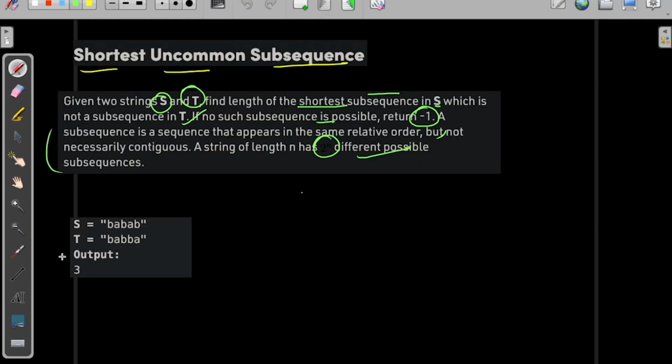Now, in this problem, we are told that the length is 3. So if we consider the subsequence AAB, it is not present. Even if you write all the subsequences of T, none would match the subsequence AAB itself. Now the question arises, how can we find all the possible subsequences? Only then can we check whether it is present or not.